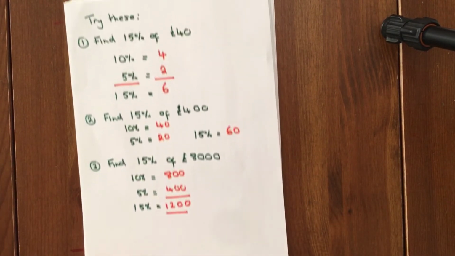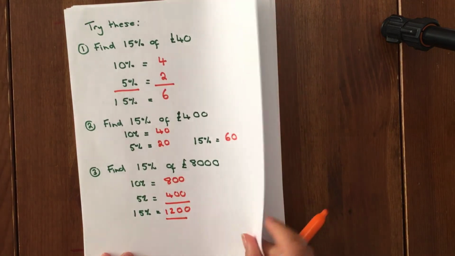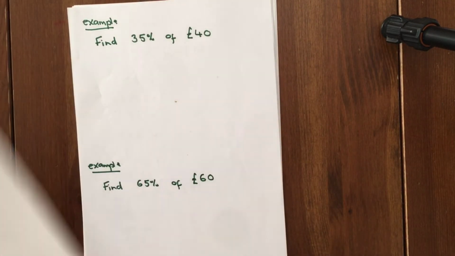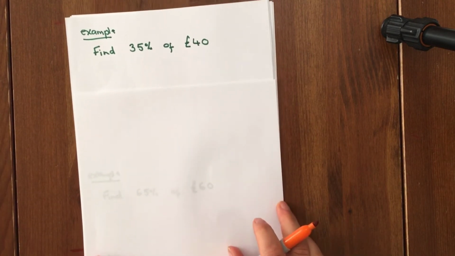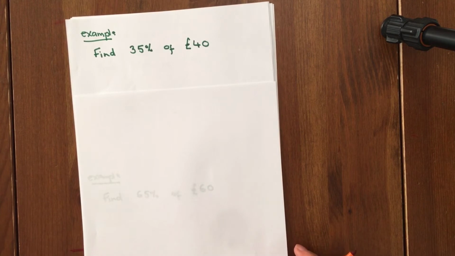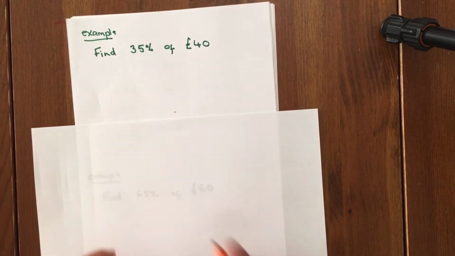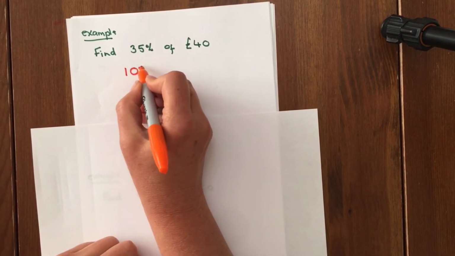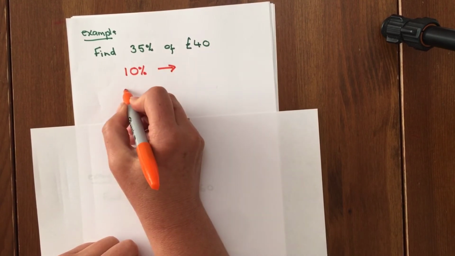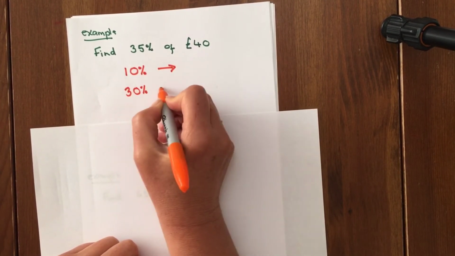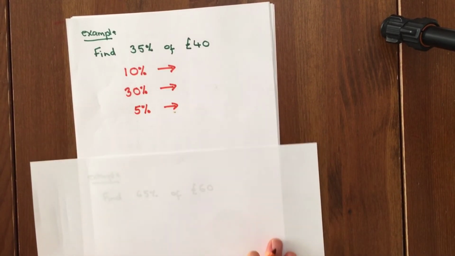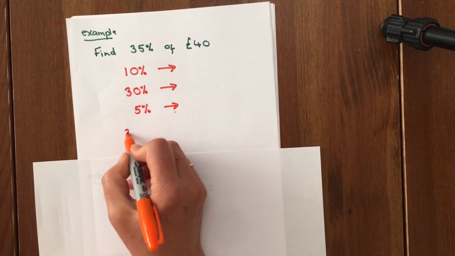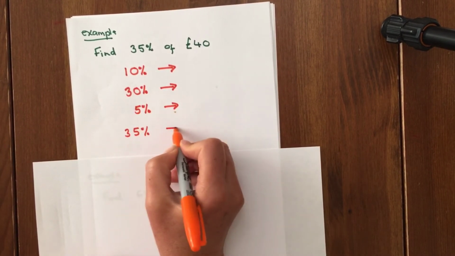So hopefully you're now experts at finding 15% of something. Right, I'm going to go on to 2 harder questions now, getting really into being a percentage expert now. So let's think about how we could find 35% of a number. I'm always going to start off with 10%. Then I'm going to find 30%. Then I'm going to find 5%. And then I'm going to think to myself, I can add these 2 together to find 35%.